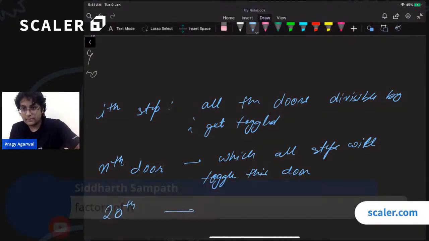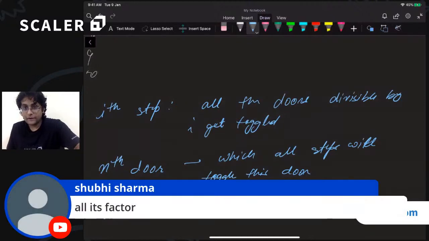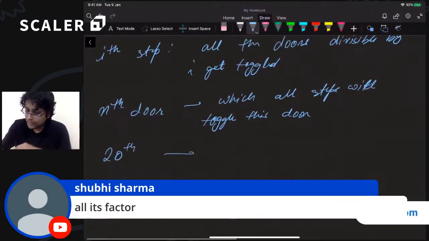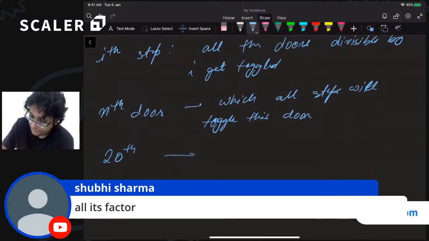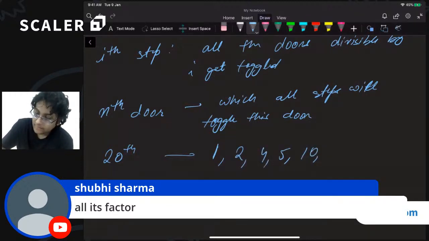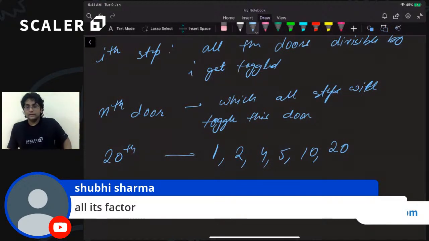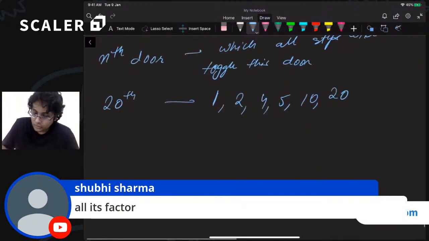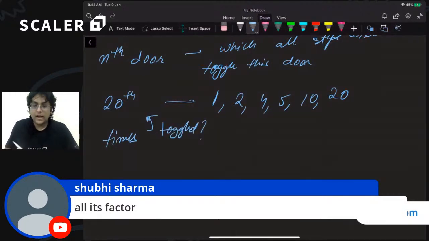All the factors of n. Exactly. So basically, the 20th door will be toggled in the first step, in the second step, fourth step, fifth step, 10th, and 20th step. Is that clear? Yes, because these are all the factors of 20. Cool. So, how many times will this door be toggled?